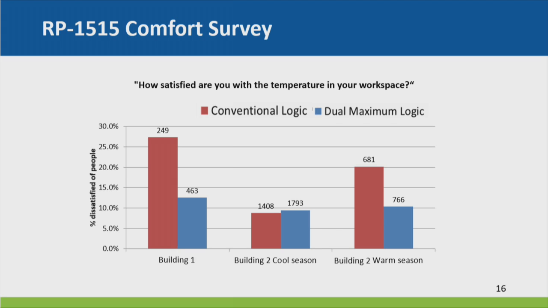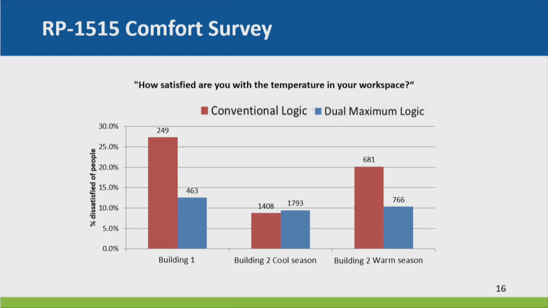So back to that comfort issue, we looked at the different buildings and how happy people were, percent dissatisfied over here on the left. And you can see that the conventional logic had way more people dissatisfied than the new logic. So we were just hoping to break even on this, right? We were just hoping that nobody would notice that the airflows were changing. But in fact, it was better than that. We improved comfort. In every building, the comfort got better, particularly in the warm season.